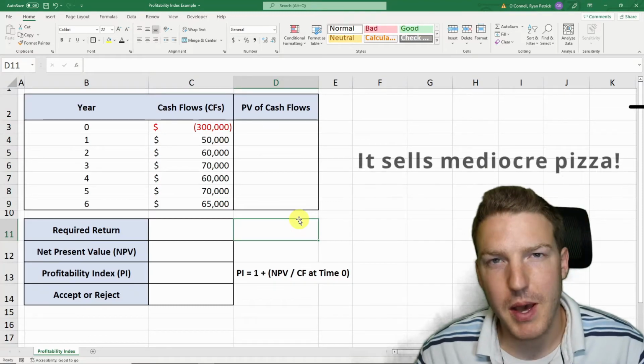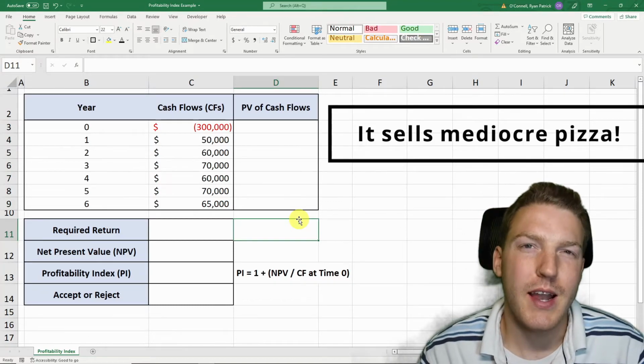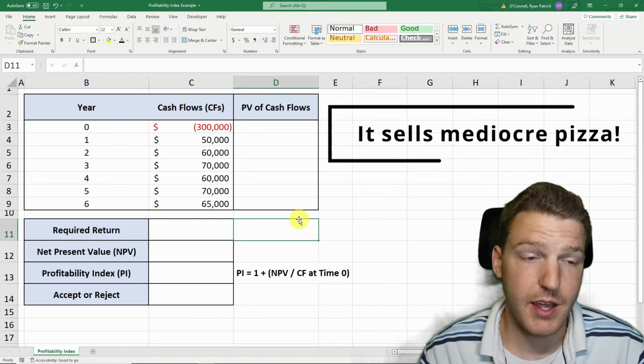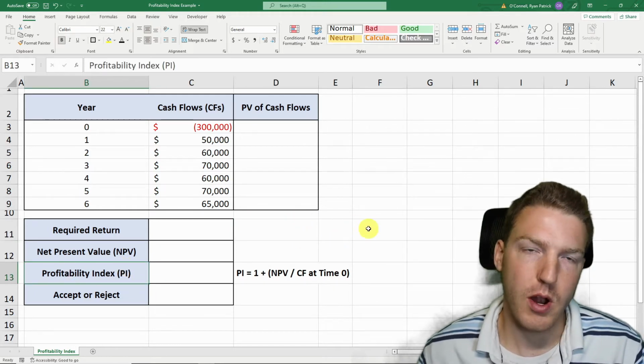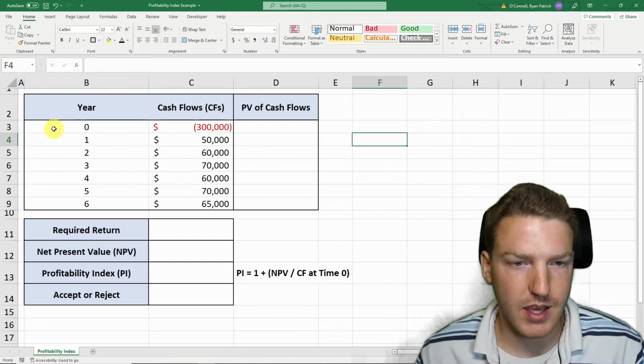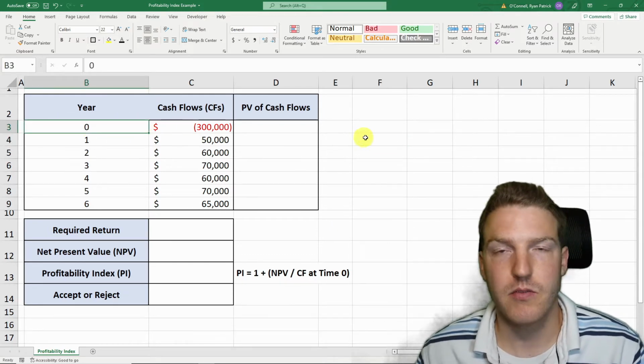Imagine that we're thinking about purchasing a restaurant, but we're not sure whether we should do it. And we want to use the profitability index to make this decision for us. So we've figured out the cash flows that we expect for this restaurant.